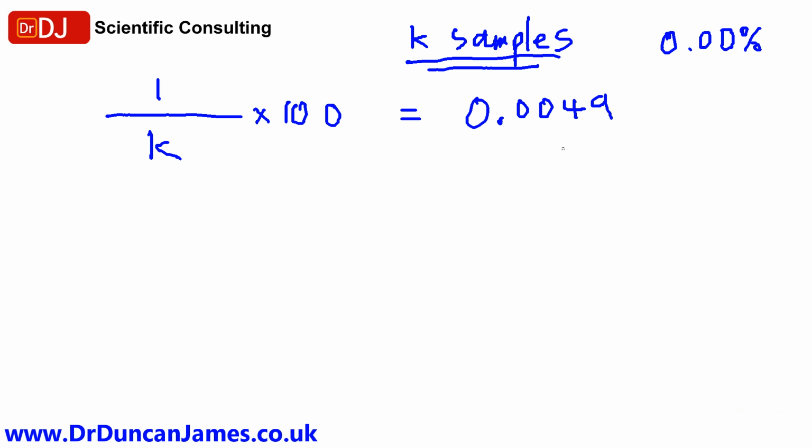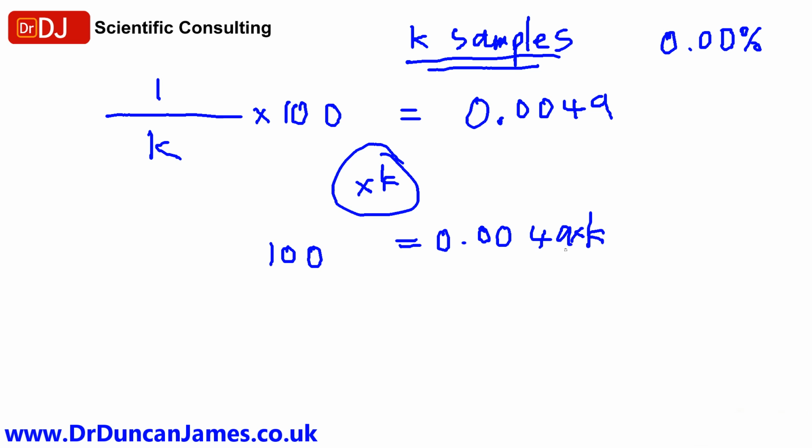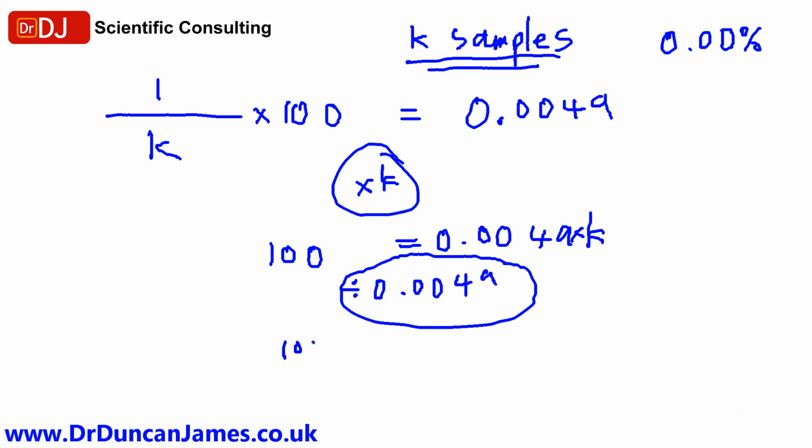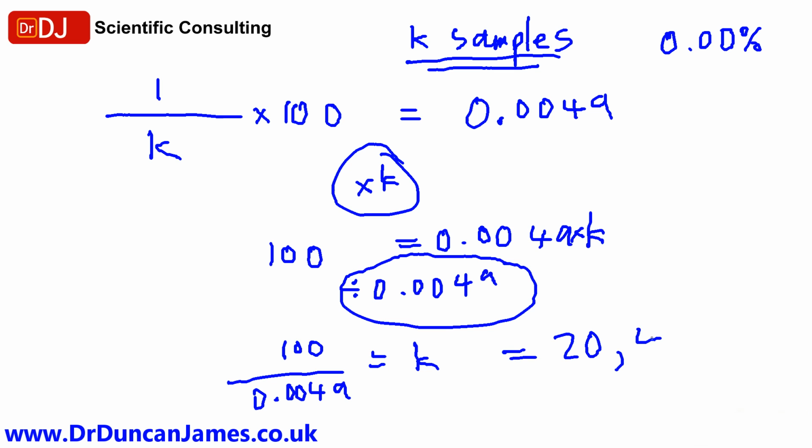Because if I can get that level of accuracy, it's not 0, but we're never going to get 0 unless we collect an infinite number of samples. But when we round it, it rounds down to 0.00%. Let's multiply both sides by K, so let's just do a bit of algebra. So then we get 100 equals 0.0049 K. Stick a times sign in there if you like. Now let's divide by 0.0049, which gives us 100 divided by 0.0049 equals K, which means that K is 20,408.